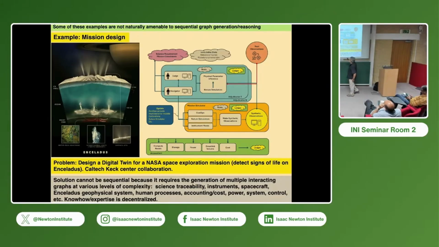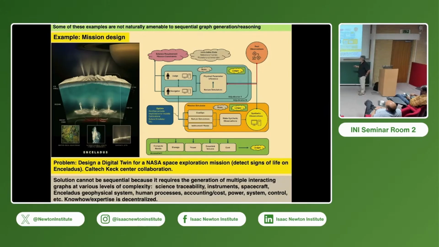An example of such a problem is mission design. This is something that we have been looking at with NASA and JPL. The problem here is to design a digital twin for a NASA space exploration mission whose objective is to detect signs of life on Enceladus, which is the moon of Saturn. And this is a Caltech Kickstarter collaboration.